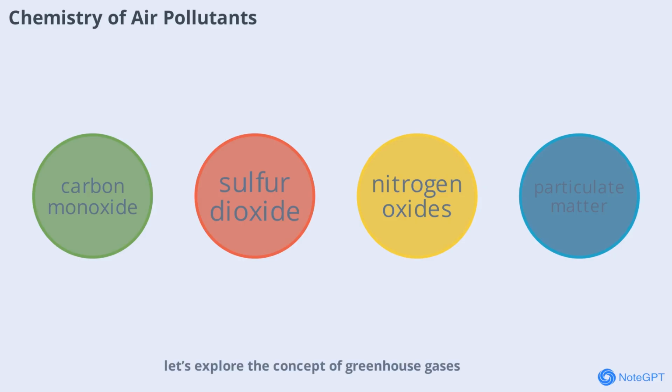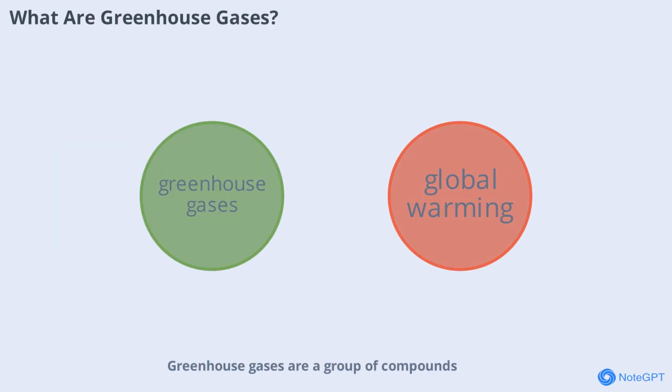Now, let's explore the concept of greenhouse gases. Greenhouse gases are a group of compounds that trap heat in the Earth's atmosphere, keeping our planet warm enough to support life. The most important greenhouse gases include carbon dioxide, methane, nitrous oxide, and water vapor. While these gases are naturally present, human activities like burning fossil fuels, agriculture, and deforestation have increased their concentrations. This leads to more heat being trapped, causing global temperatures to rise, a phenomenon known as global warming.